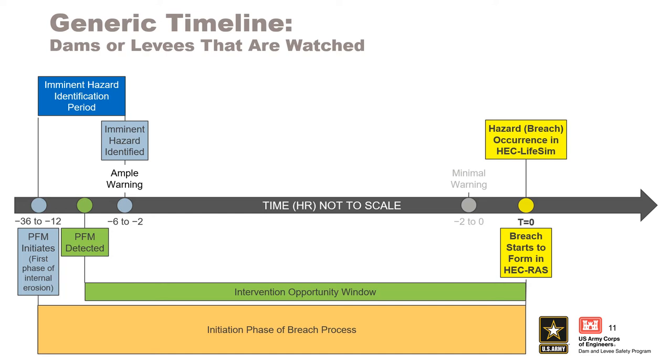Therefore, the imminent hazard identification likely occurs before formation for dams or levees that are watched. The team will need to discuss whether there is ample warning, typically -6 to -2 hours, or minimal warning, typically -2 to 0 hours, based on the failure mode and other site-specific factors. Since these times are relative to time zero, when the breach starts to form, they are also negative values.